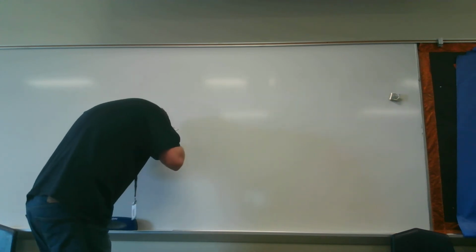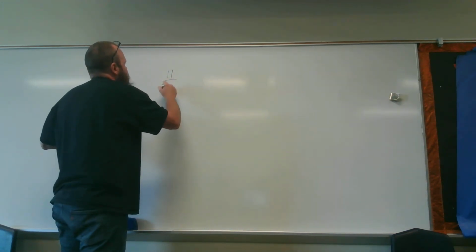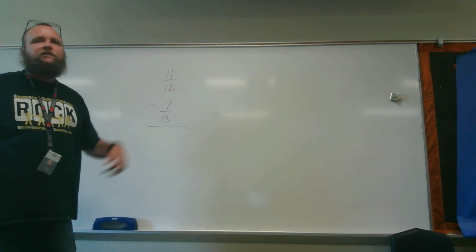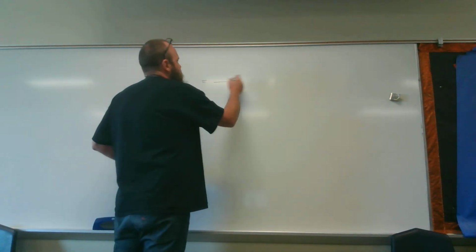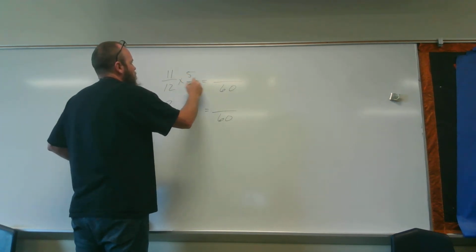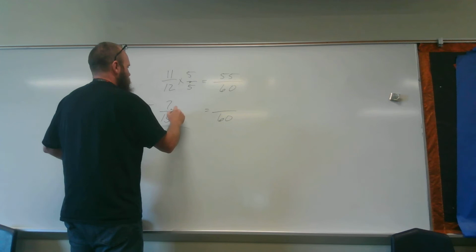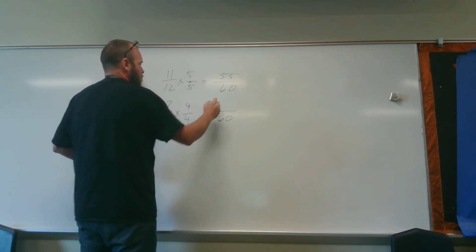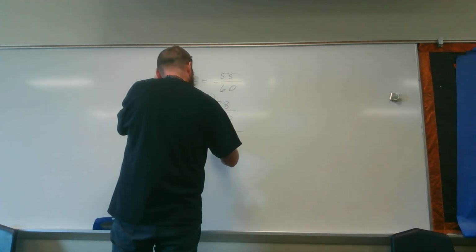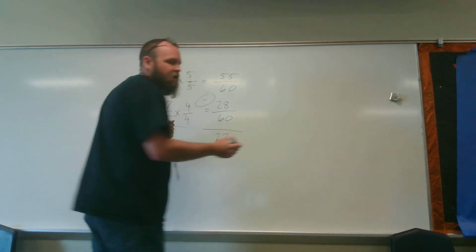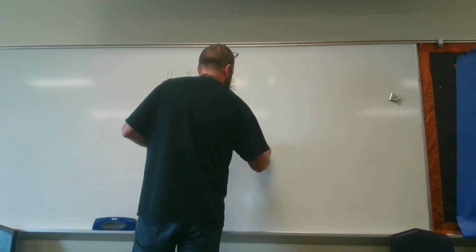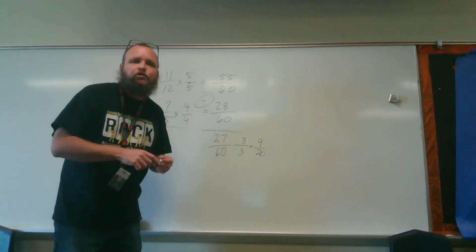We have 11/12 minus 7/15. Now I might have to do a little work on this one to figure out my least common denominator, but I already know it's 60, so I'm going to tell you it's 60. I multiply this by 5/5. I get 55/60. I multiply this by 4/4. I get 28/60. It's subtraction. That gives me 27/60. Greatest common factor is 3. So I divide these both by 3. That gives me 9/20.